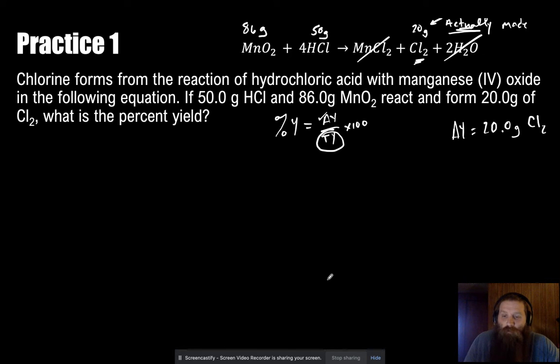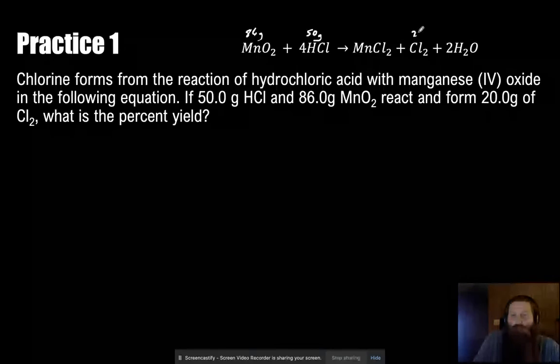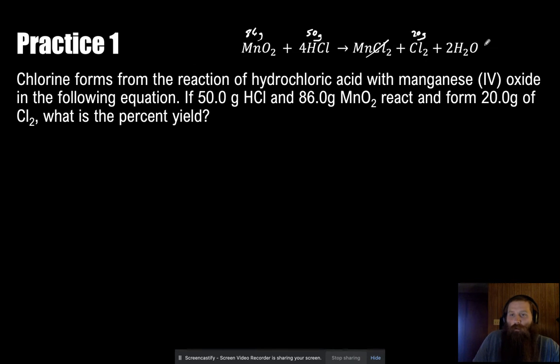And we already know how to find theoretical yield, right? We've done that before. So I'm going to get rid of some of these marks. I'm going to put the ones back up there that we're going to use. So we need 86 grams. We have 50 grams. And over here we have 20 grams. And we can ignore those. All right? So let's figure out the theoretical yield. Give it just a second.